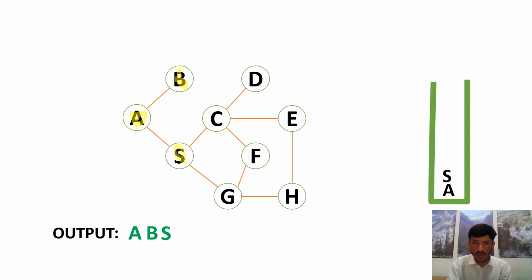Now S is at the top of the stack and C and G are the unvisited adjacent nodes. Alphabetical order we have to follow. We will push C on the top of the stack, add it to the sequence, and mark it as visited.